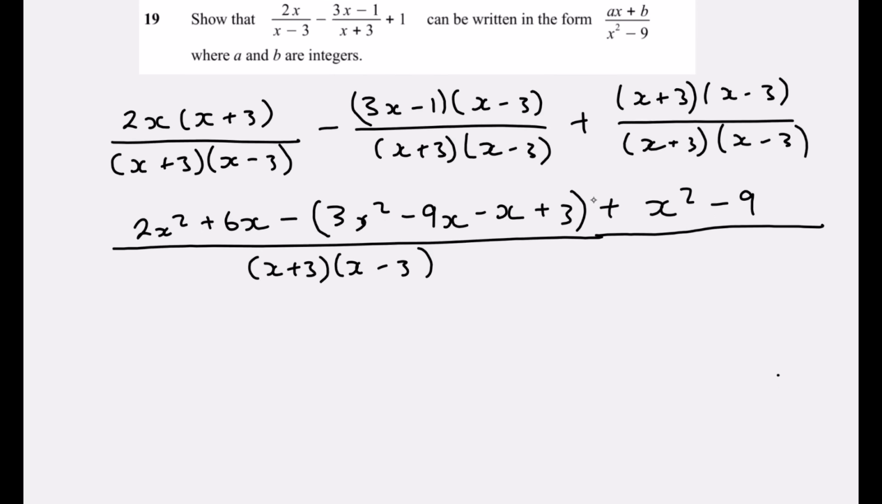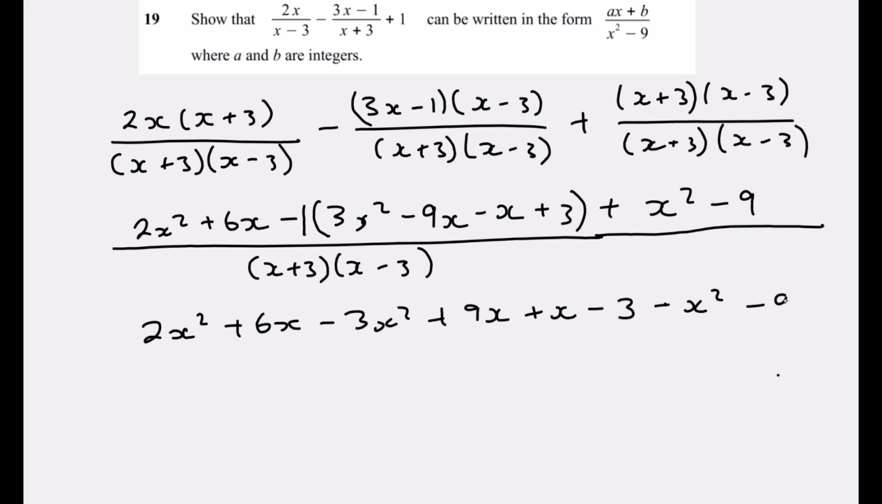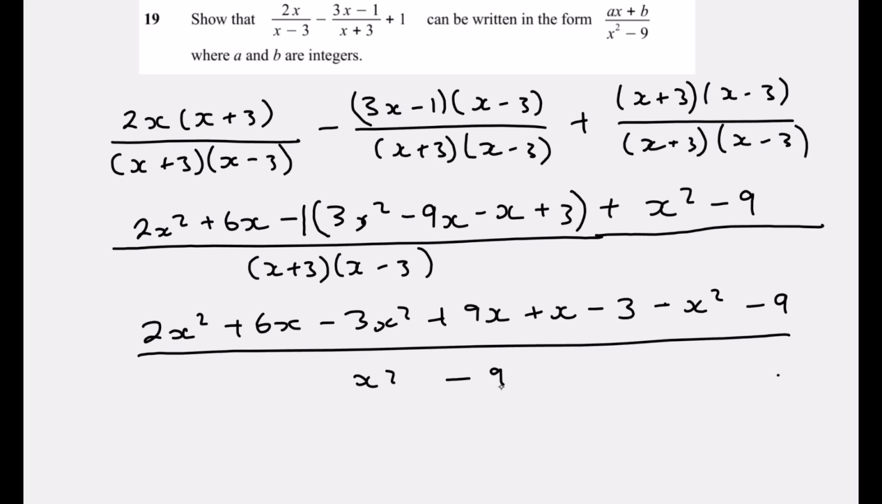I'm going to get rid of this bracket now. So I'm taking away every term in it, which has the effect of changing the sign of every term. So I'm taking away 3x. I'm taking away negative 9x, which means plus 9x. You can think of this as expanding the bracket with a negative 1 on the outside. So I've got 2x squared plus 6x minus 3x squared plus 9x plus x. Take away 3 plus x squared minus 9 all over x squared minus 9.